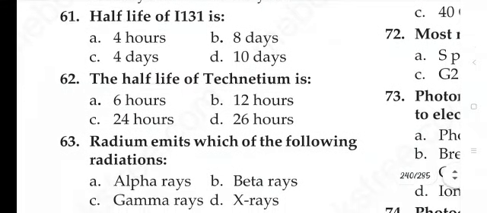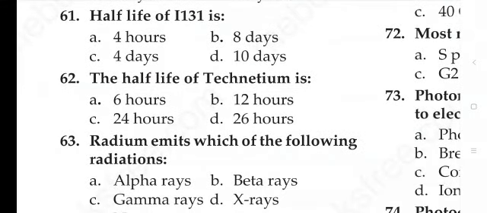Next question, half-life of I-131 is. Option A 4 hours, option B 8 days, option C 4 days, and option D 10 days. So the answer of this question is option B, that is 8 days.